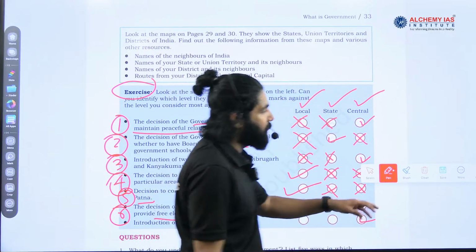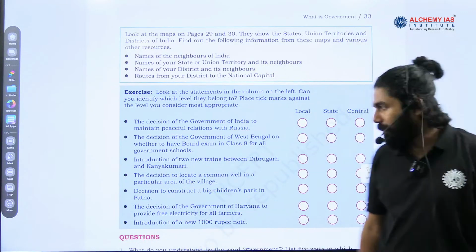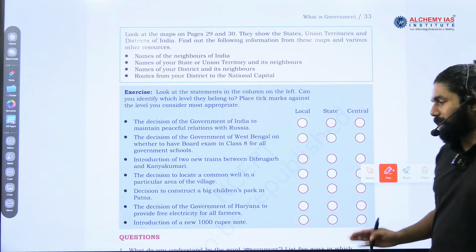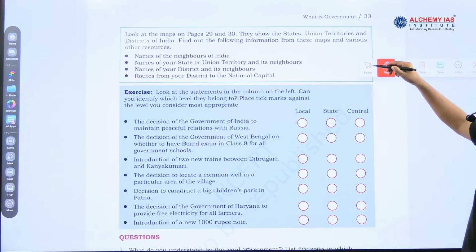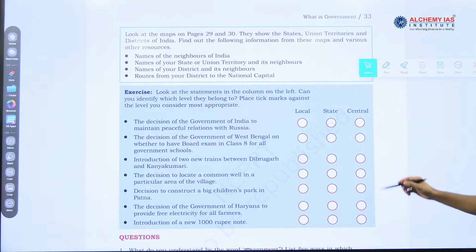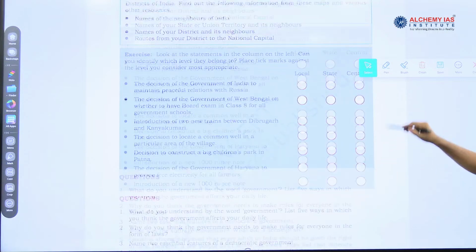So these are the exercises with some statements given here. Whenever you go through these statements, you can also revise by going through your own NCERT chapter. You can also practice this.